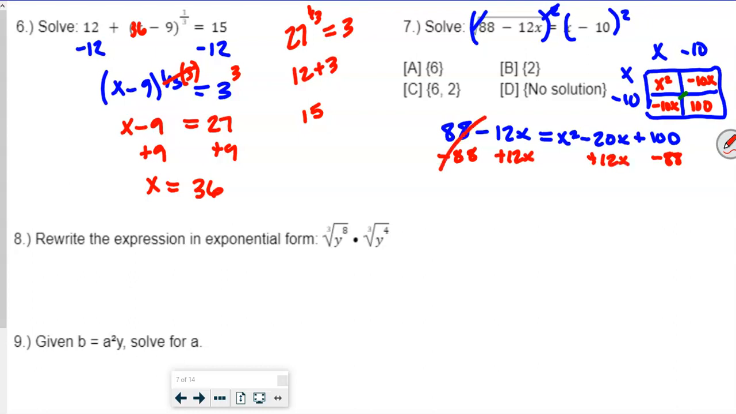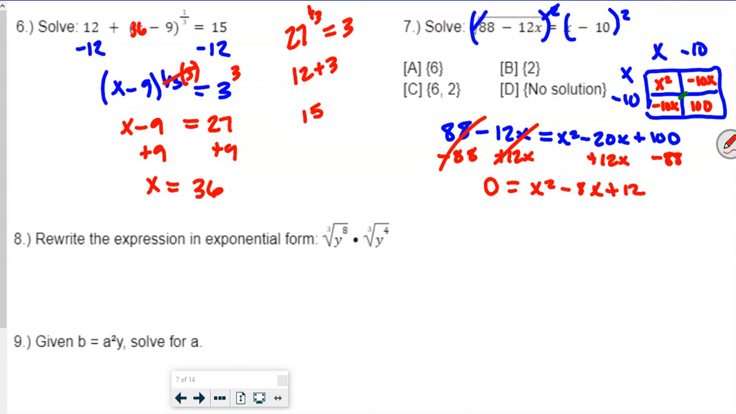Okay, so now that's gone and that's gone. I got 0 over here. And I've got x squared, negative 12, negative 20 plus 12. Isn't that going to be negative 8x, y'all? And then 88 from 100 is going to be, I think that's 12, isn't it? Let me see if I got this. Yes, it is. So plus 12.